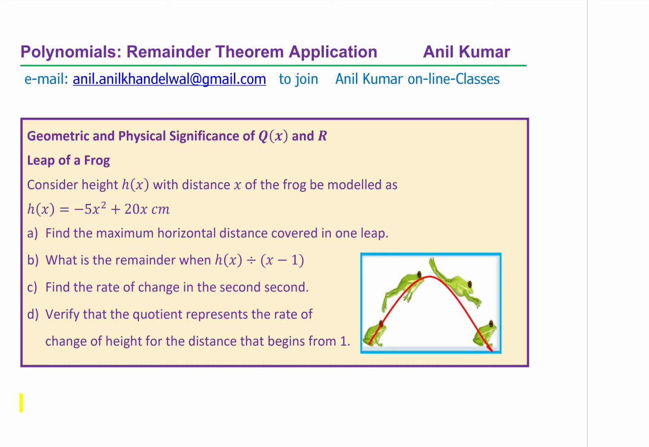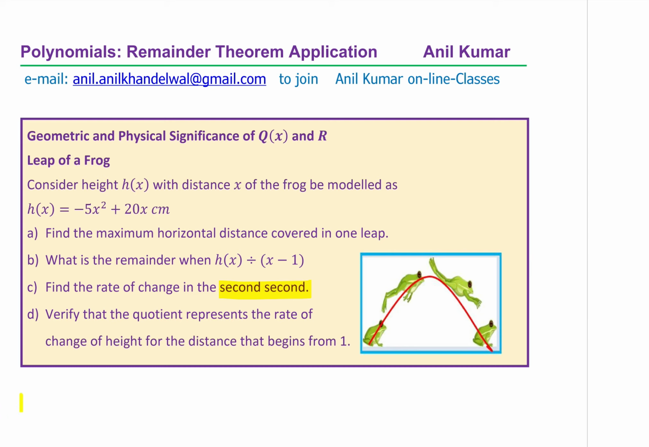The first one is A. Find the maximum horizontal distance covered in one leap. B. What is the remainder when h of x is divided by x minus 1? C. Find the rate of change in the second second. That's a very confusing term, but I'll explain what it means. And D is verify that the quotient represents the rate of change of height for the distance that begins from 1. You get the idea, right? B value in this case is 1. So think about it, answer this particular question, correct?